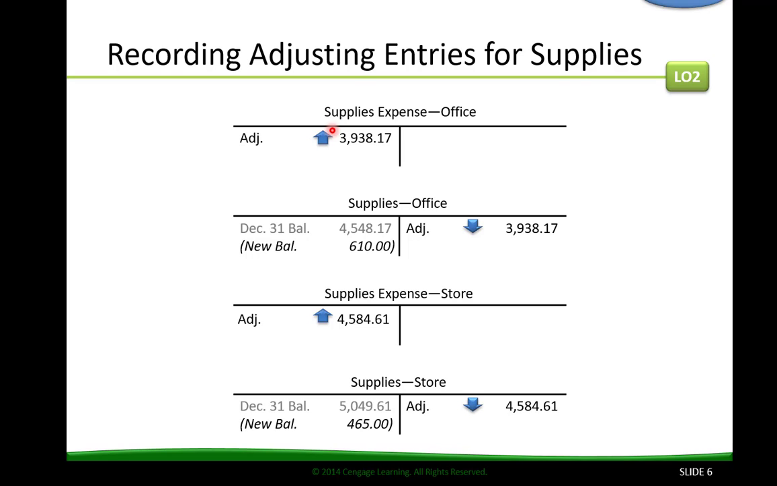So let's look at supplies expense store. The same idea is going to happen. We have the balance recorded in our books, our starting amount plus what we've added throughout the year. What we actually have in hand is $465. That means we need to find the difference between those two, and $4,584.61 was used for supplies store throughout the year. We need to adjust our account accordingly and subtract that amount out.